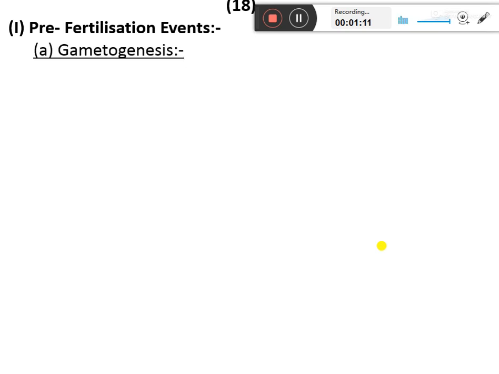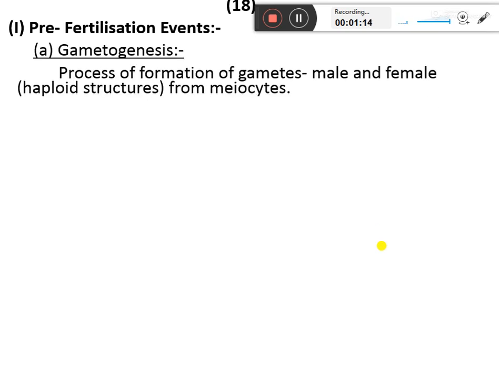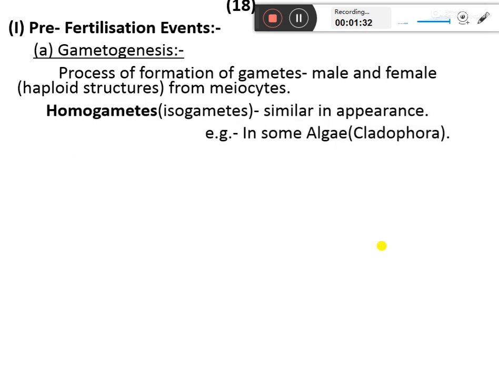the gametogenesis takes place. Gametogenesis is the process of formation of gametes, male and female gametes, which are haploid structures from the meiocytes. So, meiocytes undergo meiosis to produce the male and female gametes. Meiocytes are diploid structures, while the male and female gametes are haploid structures. The gametes produced may be homogametes or isogametes, which are similar in appearance. Morphologically, they appear similar externally.